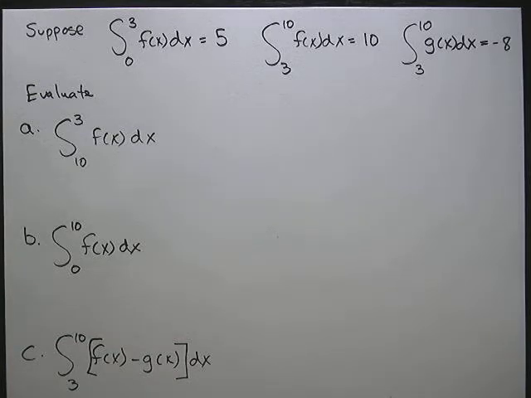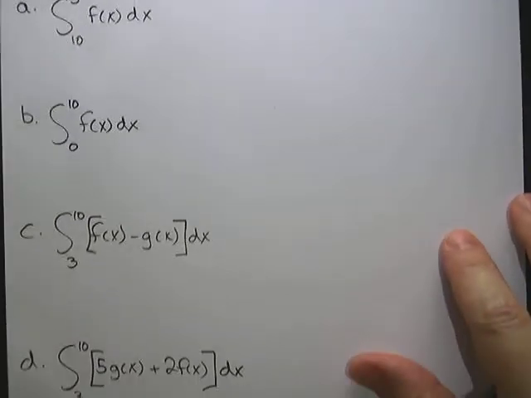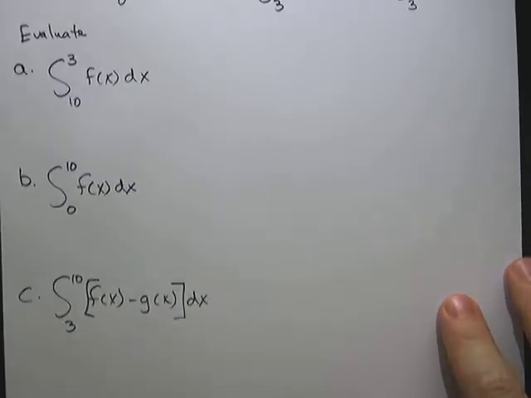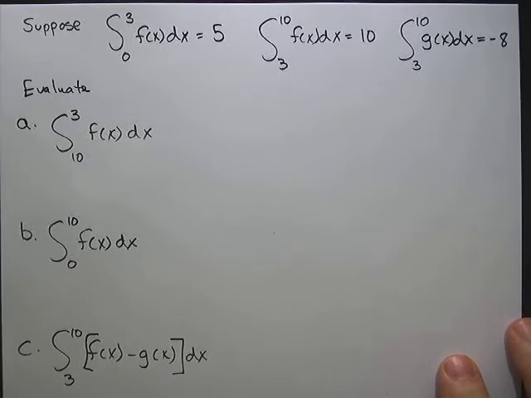Suppose the integral from 0 to 3 of f of x dx is equal to 5. The integral from 3 to 10 of f of x dx is equal to 10. And the integral from 3 to 10 of g of x dx is equal to negative 8. Evaluate the following. Okay, so we have 4 separate integrals here that we're going to evaluate given this information.